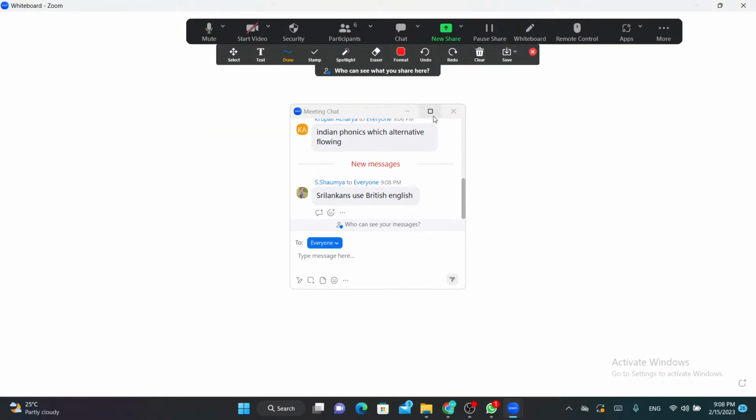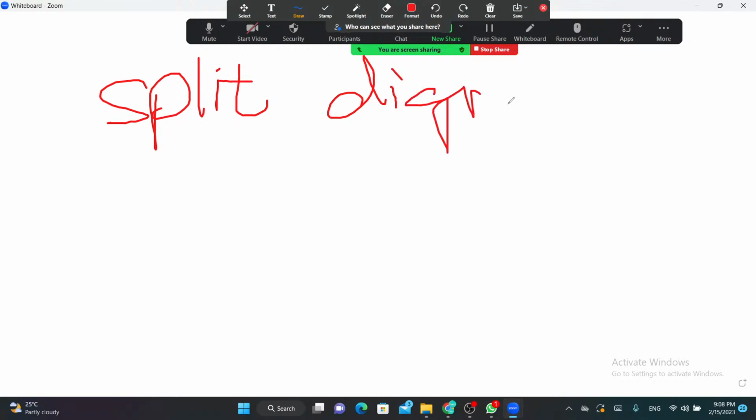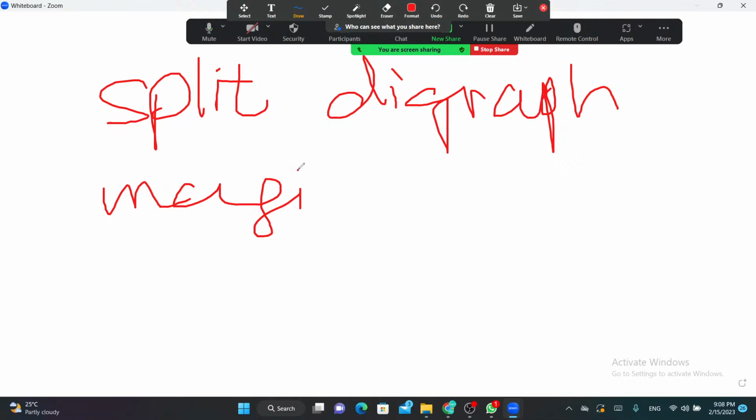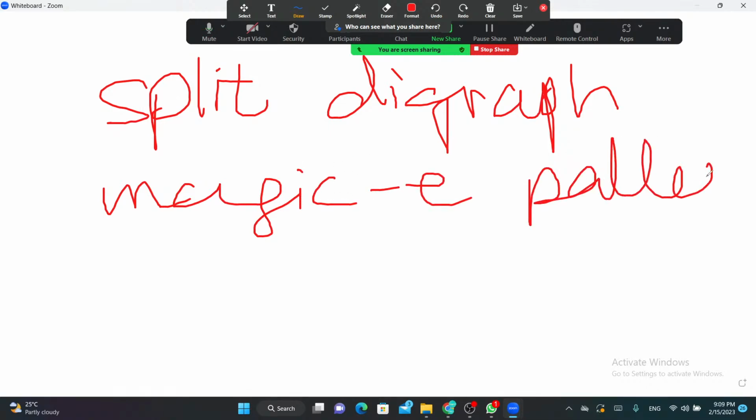Okay. Now let's move on to the split digraph or the magic E pattern. These are all the names: magic E pattern. Vowel, consonant, and the magic E.